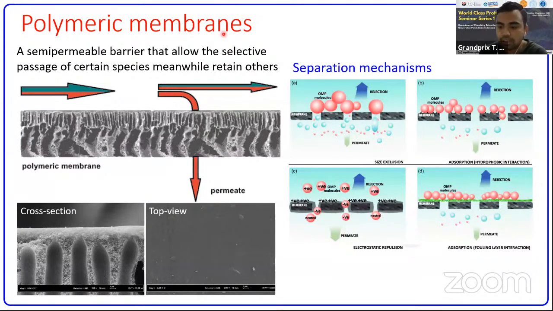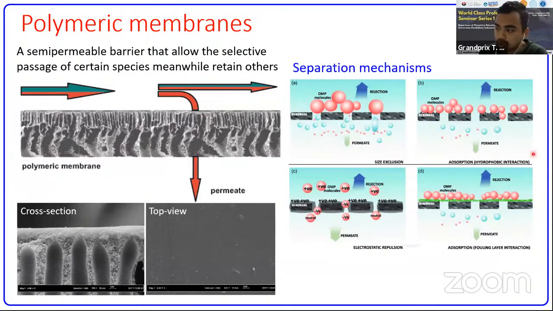You can see here the SEM image of polymeric membranes. When we observe the cross section, it shows the porosity that will act as the molecular sieve, and this is the top view, in which the surface is relatively smooth. It has at least 4 separation mechanisms, as you can see here. It is based on size exclusion, in which it acts as the molecular sieve or the particle sieve.